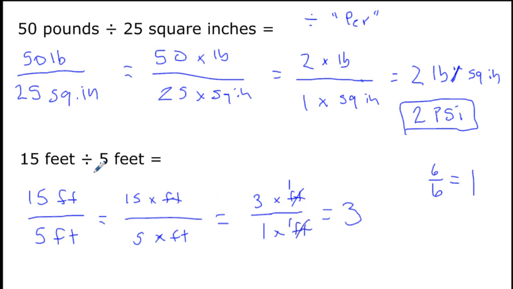So if I have 15 feet divided by 5 feet, my answer is just 3. And notice there's no units here. And that sort of makes sense. We're saying 15 feet divided by 5 feet. So how many times does 5 feet go into 15 feet? Or how many lengths of 5 feet are there in 15 feet? And there's 3. It's just the number 3. So that's it.